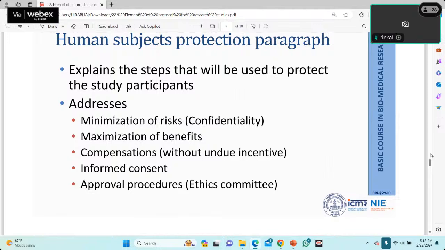Then based on the ICMR 2017 guideline, how you are going to select the human subject, and based on the human subject, the ethics committee will decide whether it is coming under exemption from review, expedited review, or full review.